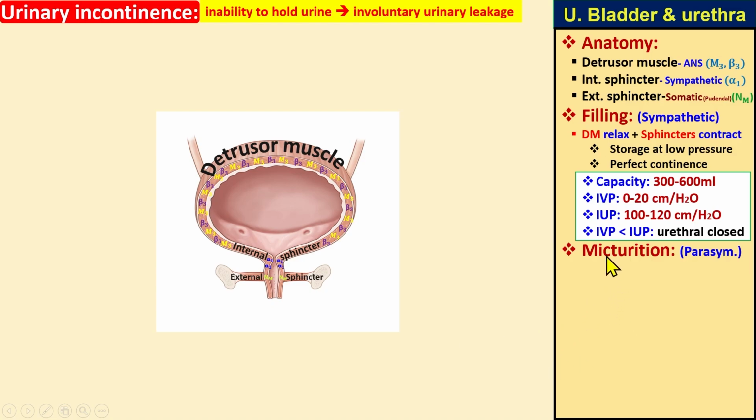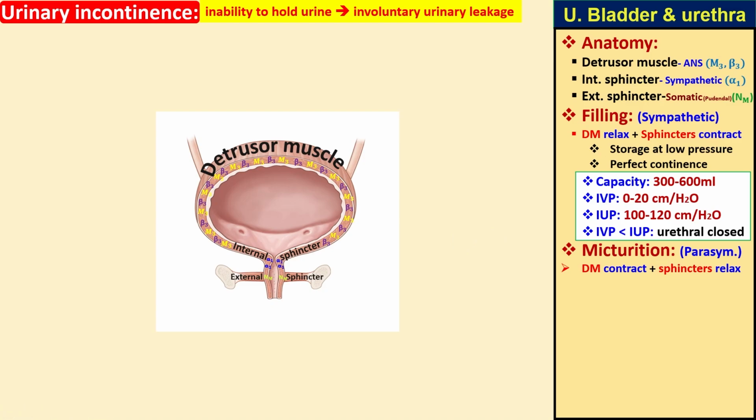What is happening in micturition, which is parasympathetic as well as somatic? How does micturition occur? Micturition occurs by contraction of the detrusor muscle and relaxation of these two sphincters. The internal sphincter relaxes with the help of the parasympathetic, while the external sphincter relaxes with the help of the somatic nerve, the pudendal nerve.